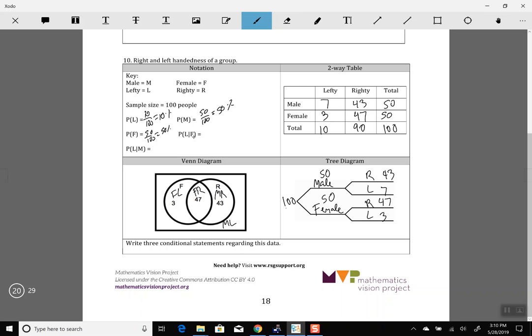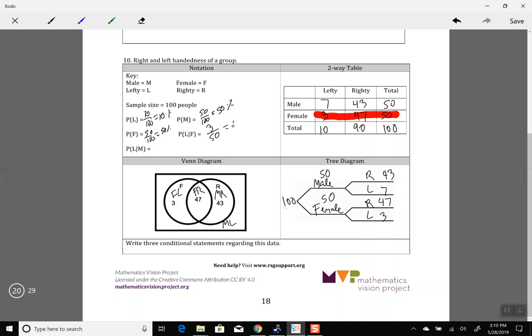Probability of being left-handed, given that you're female. So if I only look at the females, there are 50 total females. Of the 50, 3 of them are left-handed. So there's a 3 out of 50 chance, which, let's see, that should end up being 6%. Multiply by 2, we get 6 out of 100.